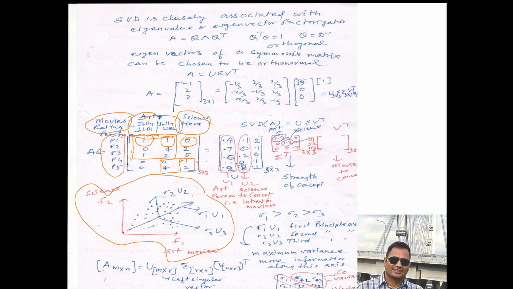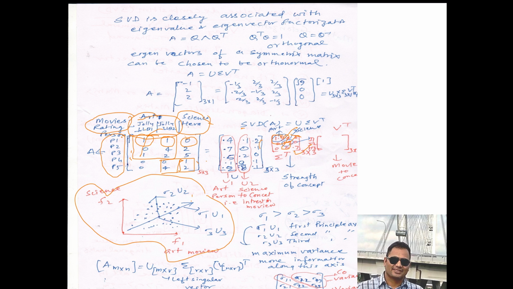Corresponding to this, this is my first eigenvalue, second eigenvalue, and third eigenvalue. The first eigenvalue is 1.9, the second is 1.2. It is 1.9 because mostly people are interested, you see 3 people are interested in art movies and 2 people in science movies. So corresponding to this, the eigenvalue is max 1.9, then the second.